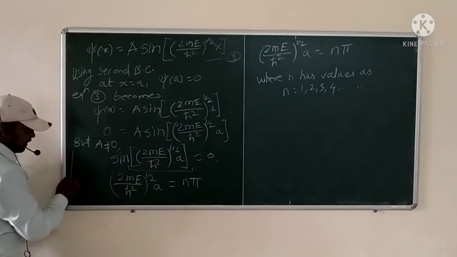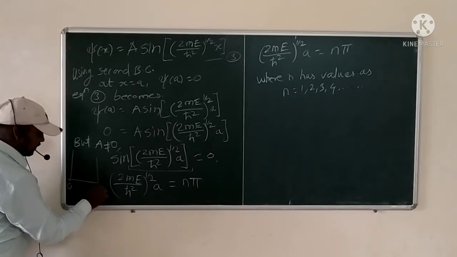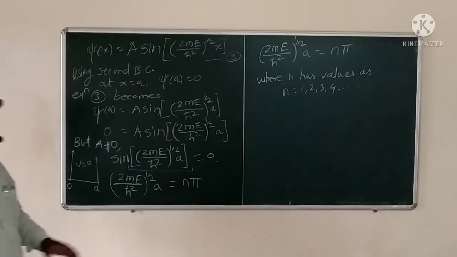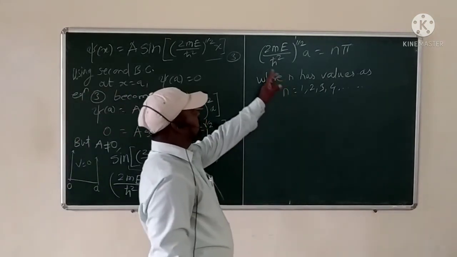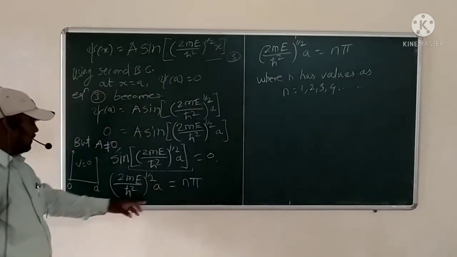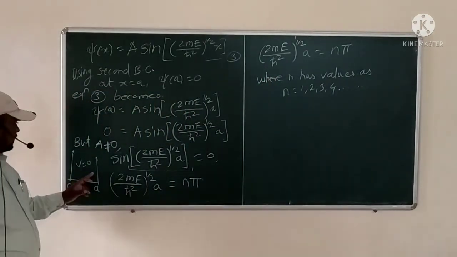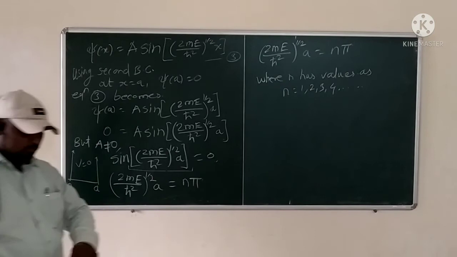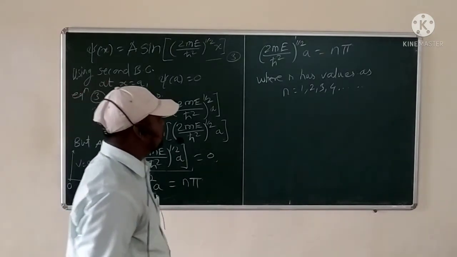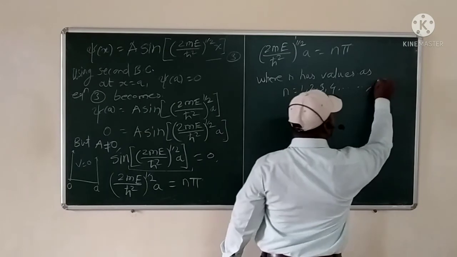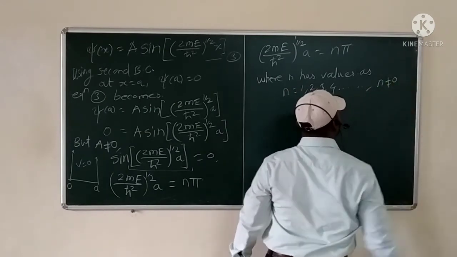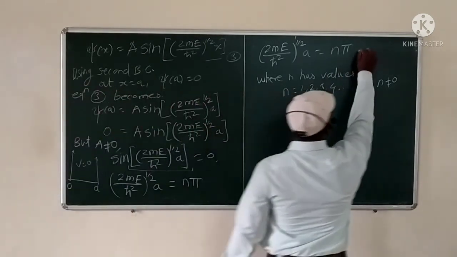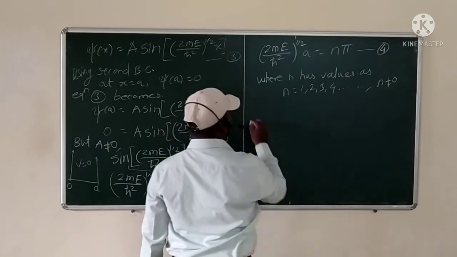Because we have seen from the boundary conditions that the particle must be present inside the potential well. If we use n equal to 0, the whole equation becomes 0. That would represent that the particle is not present inside the well, but that is not a physical condition. So we are not using the value n equal to 0. Now let us resolve equation number 4.